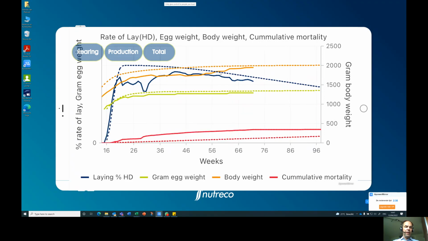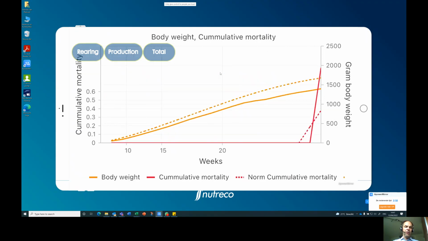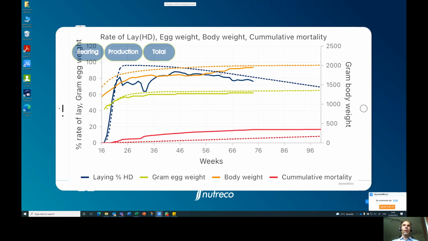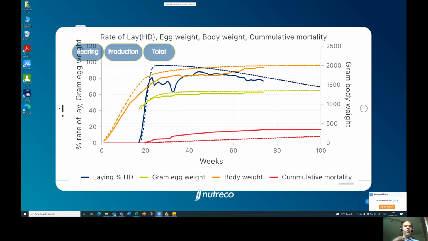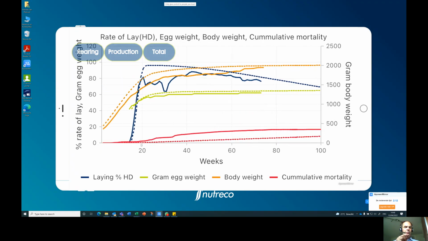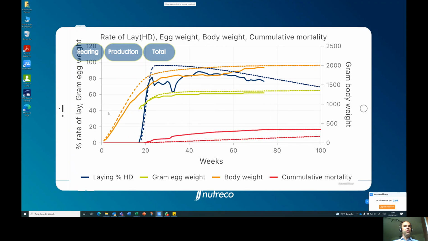If I click on production, we get back to the graph that we had before. Of course, there's no feed intake data here because this is the body weight and cumulative mortality graph. And now we get to the body weight in the production period, and I can also click on total, and then you see that the graph shifts. Look at this. It shifts from 20 to 0. So you also see the body weight graph from the start of the flock progressing into production, and you see that the body weight has been below the standard continuously.